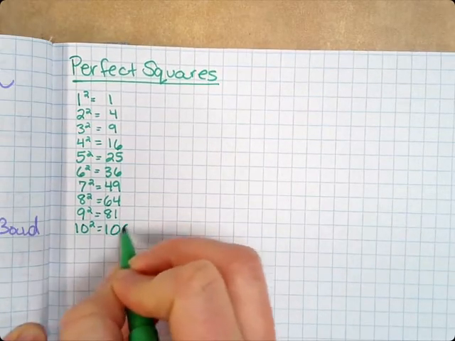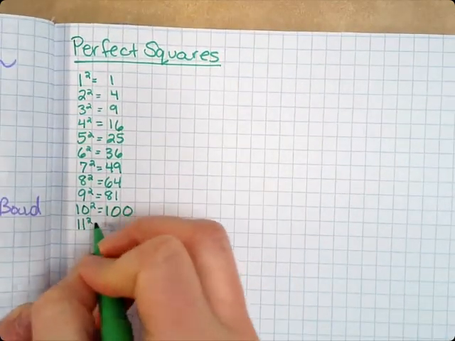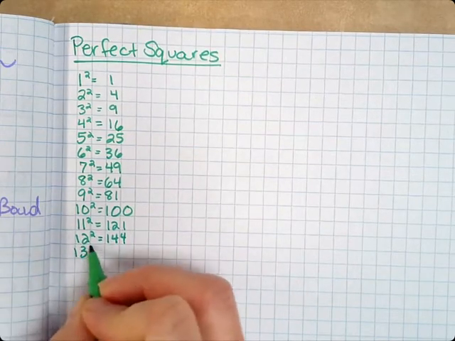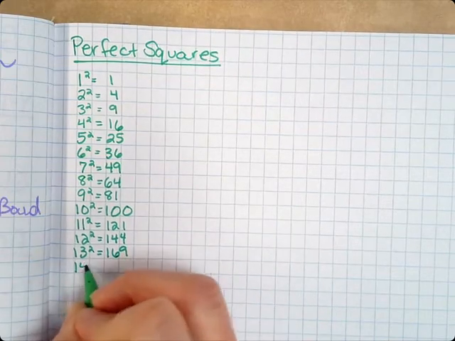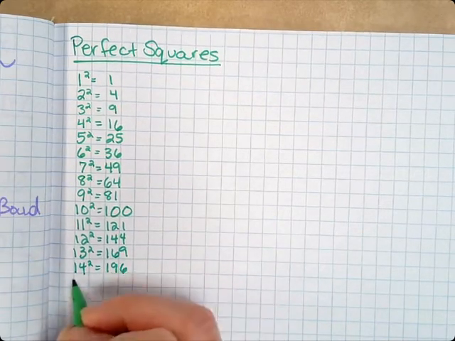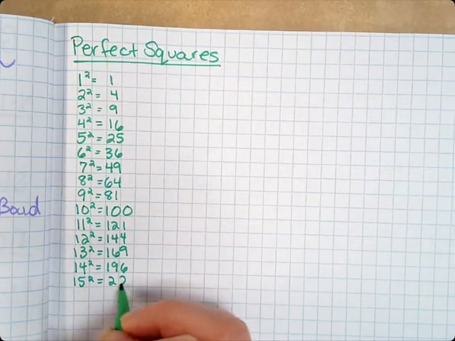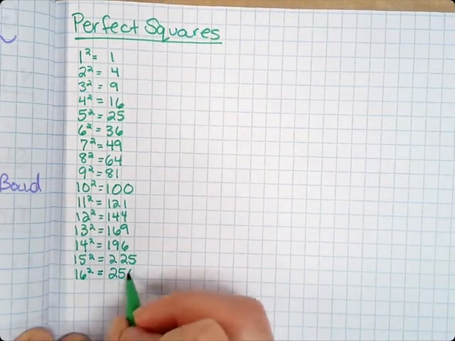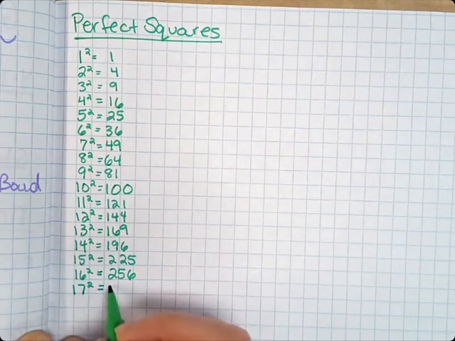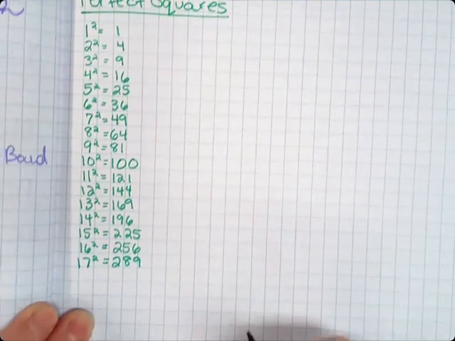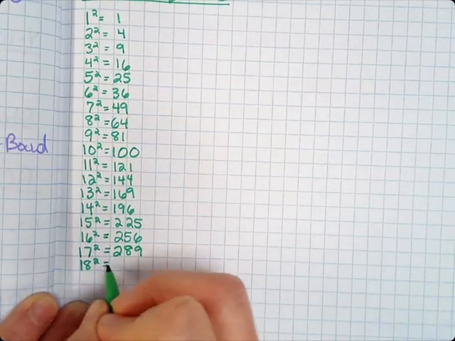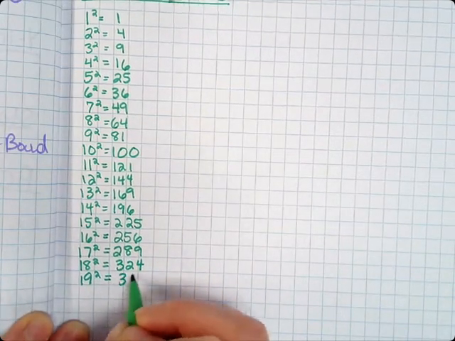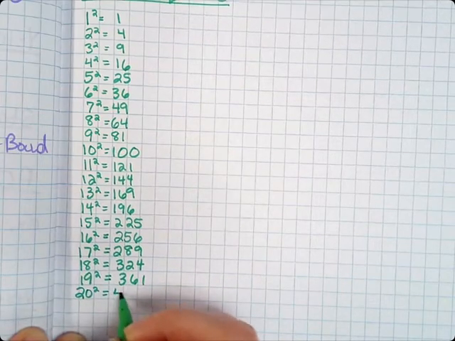10 squared, 100. 11 squared, 121. 12 squared, 144. 13 squared, 169. 14 squared, 196. 15 squared, 225. 16 squared, 256. 17 squared, 289. 18 squared, 324. 19 squared, 361. And 20 squared, 400.